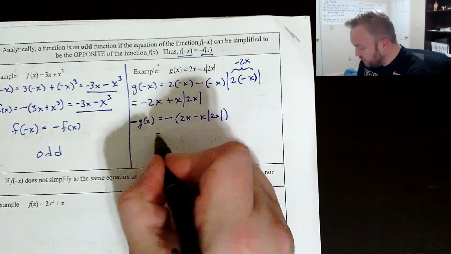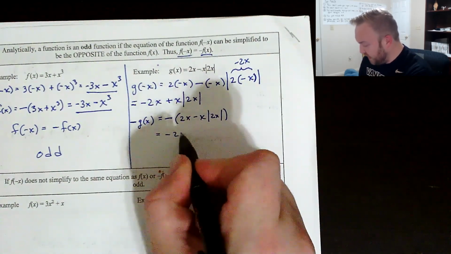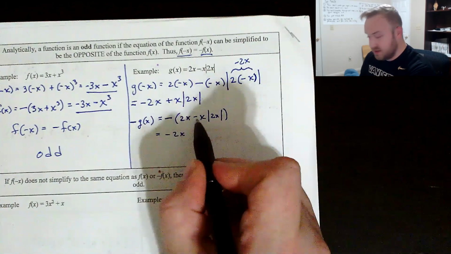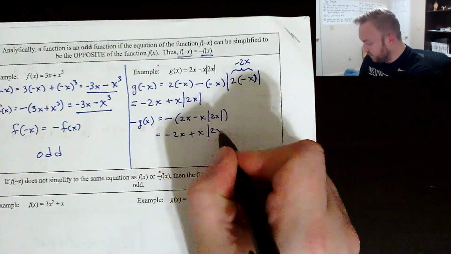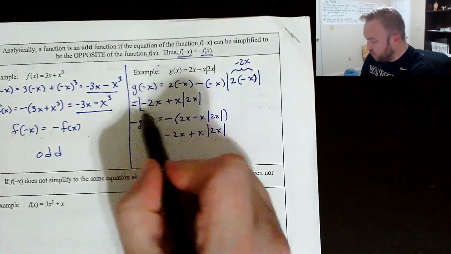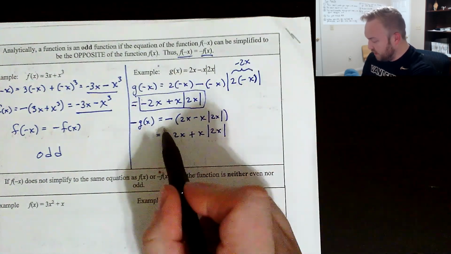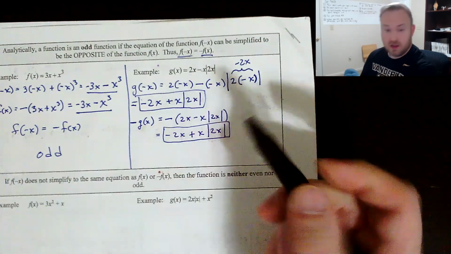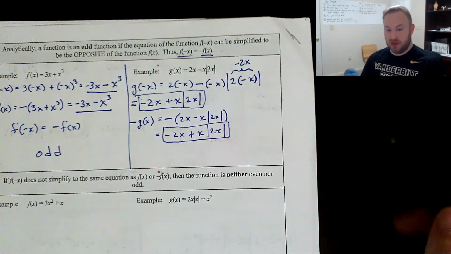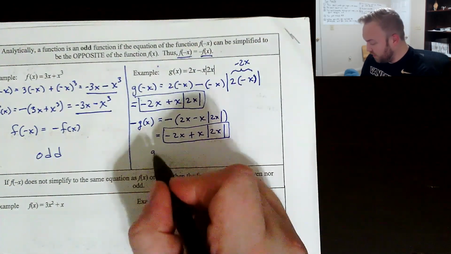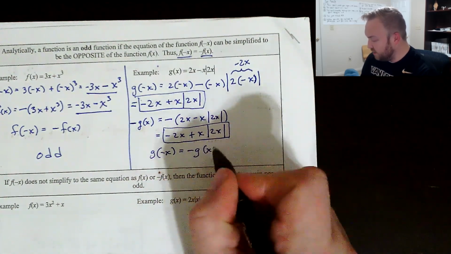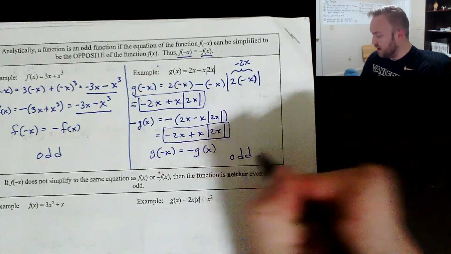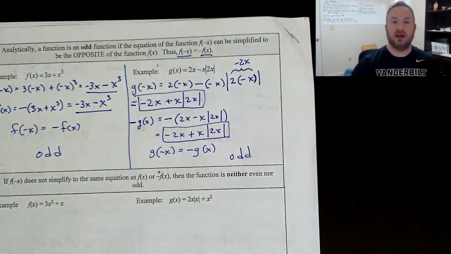Now, if we distribute that negative, I'll have a negative 2x, and then a negative 1 times this negative, we'll turn that to a positive. And then again, you can notice that this expression and this expression are exactly the same. So again, we have shown that g of negative x is equal to negative g of x, and so therefore this function as well is odd.